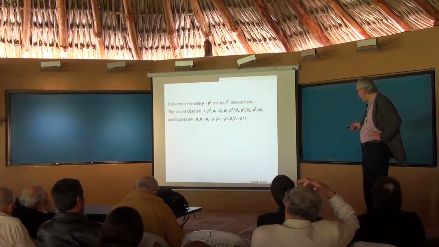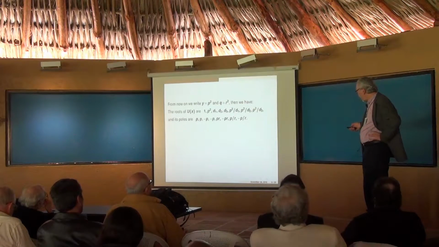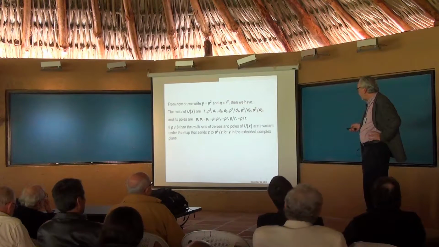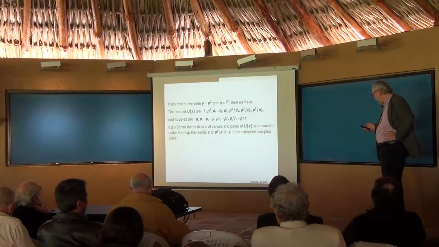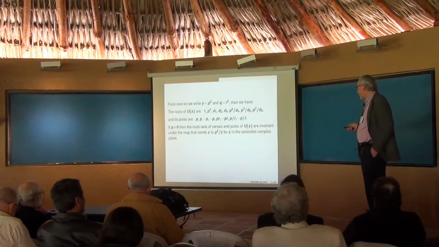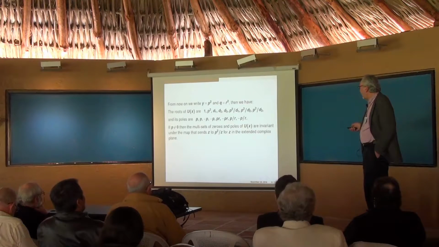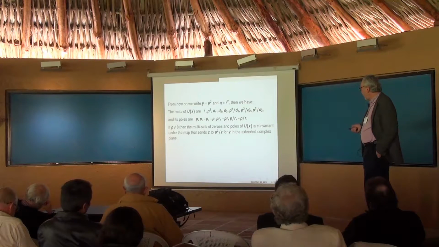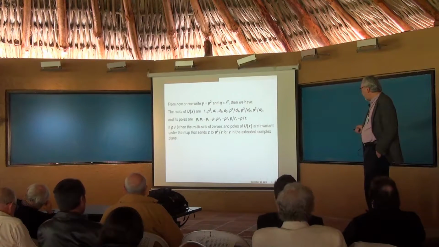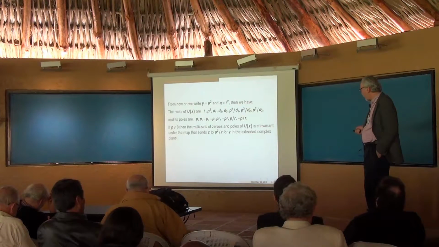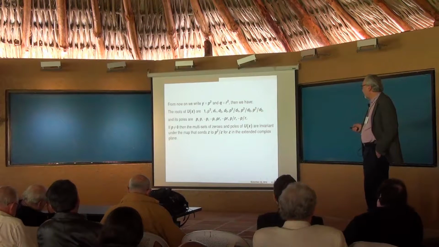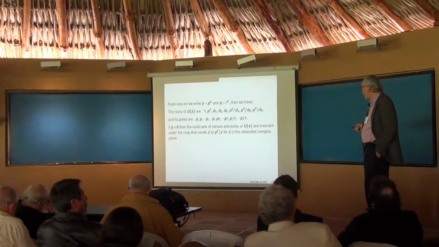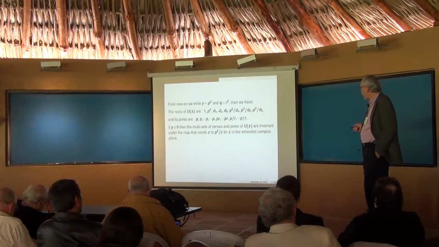And those zeros and poles determine everything, and they satisfy an important kind of symmetry relation. If the parameter p is not 0, then the zeros and poles are invariant under the map that sends a complex number z to p squared over z. You can see that here. You can pair all the zeros, like d1 with p squared over d1, and so on.